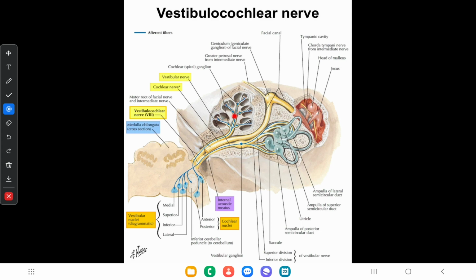It enters the pons and divides into ascending and descending fibers, which terminate in the ventral and dorsal nuclei in the floor of the fourth ventricle. Here, this is the ventral or anterior cochlear nuclei, and this is the posterior or dorsal cochlear nuclei. So you can see those fibers in the cochlear nerve terminate in the anterior and posterior cochlear nuclei.